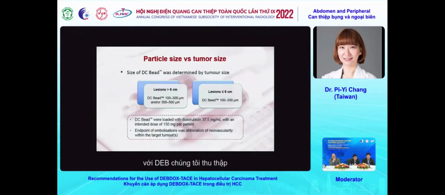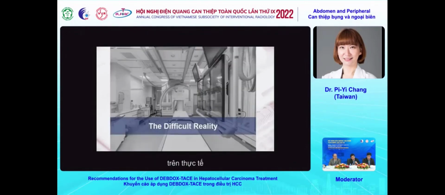For the data we collected, we conclude the same as the recommendation by the DCB eluting beads company that if the lesions are greater than 6 centimeters, then we should choose beads that are between 100 to 300 or 300 to 500 micrometers. If the lesions are smaller or equal to 6 centimeters, then beads that are between 100 and 300 micrometers work best. But I have to say, in practice, it's more difficult and different from the ideal situations. Reality is usually more complicated.